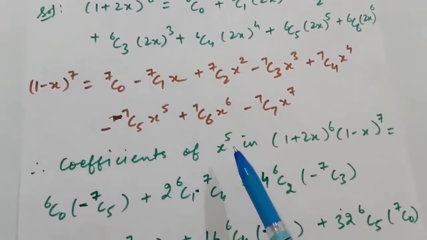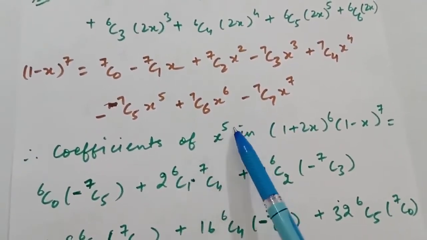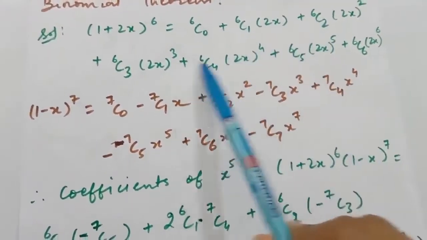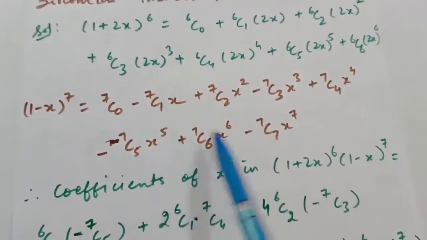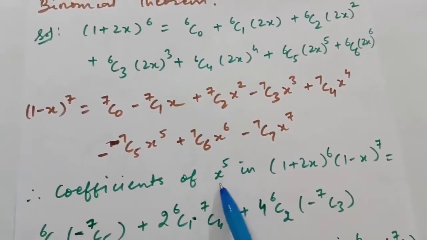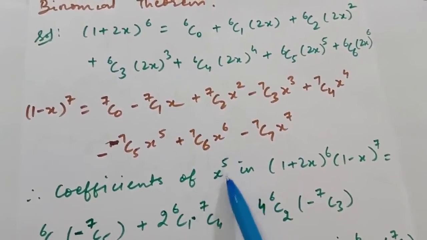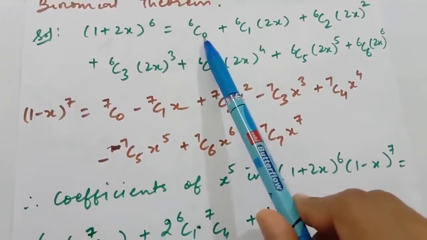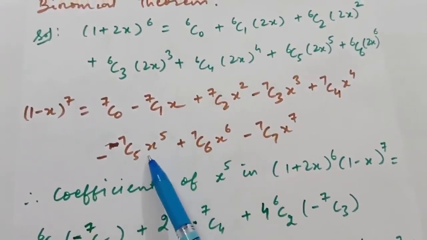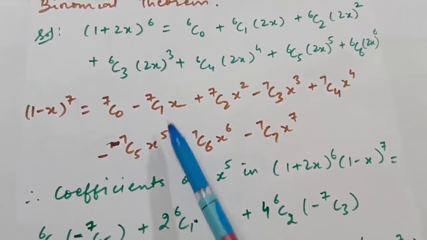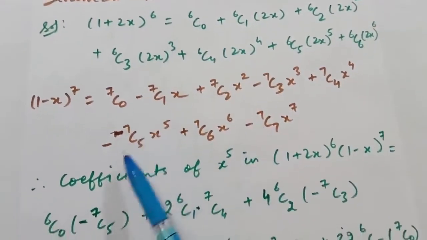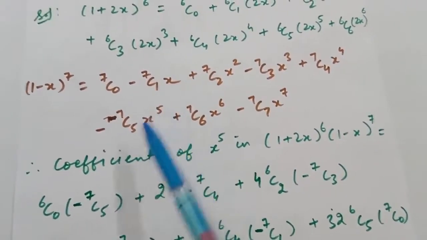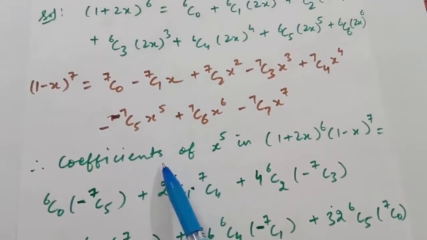Now we want to find the coefficient of x raised to the power 5 in this product. Product means that we have to multiply these terms with these terms. So we will take those pairs such that the power of x is 5. So this is the constant term, right? So we will multiply this term with this term, right? Because it has x raised to the power 5. So multiply 6c0 into minus 7c5. We are not taking this x raised to the power 5 because we just want the coefficient, right?